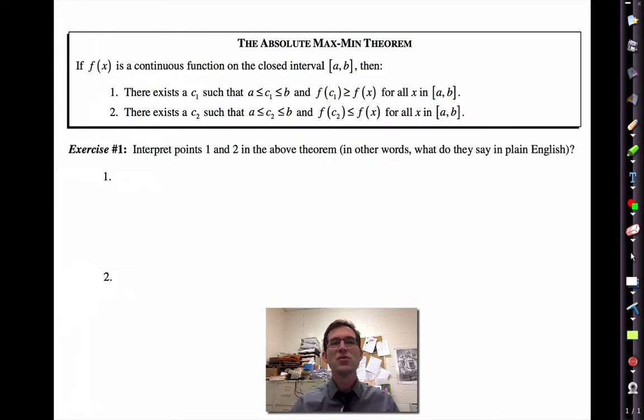All right, the Absolute Max Min Theorem. If f of x is a continuous function on the closed interval a to b, then there exists a c1 such that a is less than or equal to c1, which is less than or equal to b, and f of c1 is greater than or equal to f of x for all x in a to b, and likewise too. So one of the skills that you need to get good at as you move on in mathematics, especially in calculus, is being able to look at a theorem like this that has I don't even know how many letters in it, and really understand what it says in plain English.